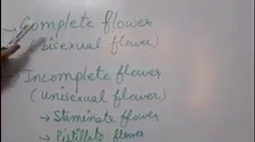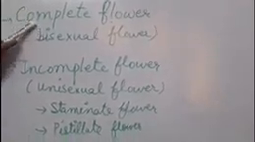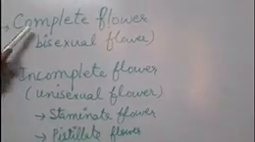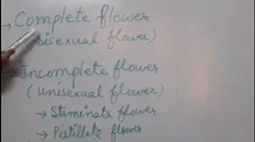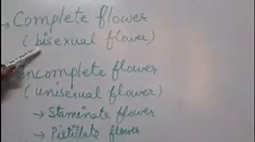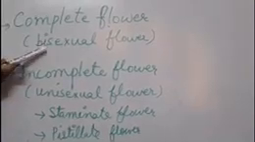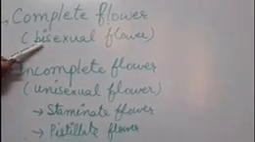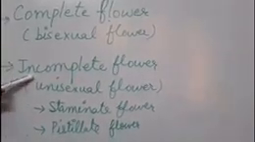Now the China rose which I had shown you, that's a complete flower. A complete flower is that flower which has got all the four whorls of a flower. It is also known as bisexual flower since it has got both the male part as well as the female part. Next is an incomplete flower.